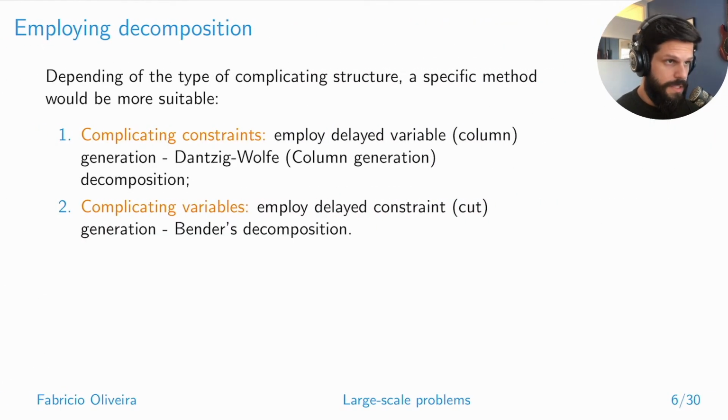So when we are in the setting where we have complicating constraints, what we do is employ a notion of delayed variable generation. It's kind of funny because you have a complicating constraint and you create a delayed variable generation approach, and then when you have a complicating variable, you employ a delayed constraint generation approach. But this is going to become clear in the coming videos.